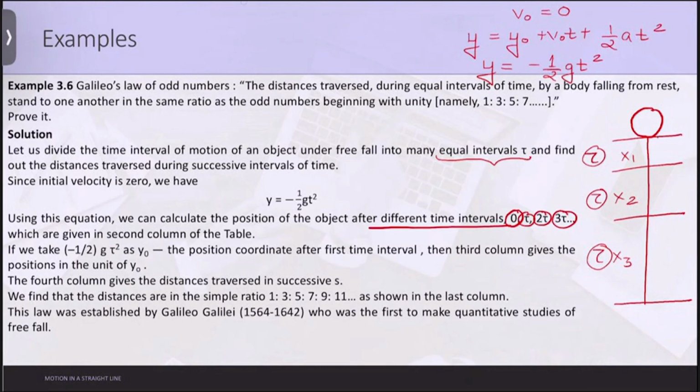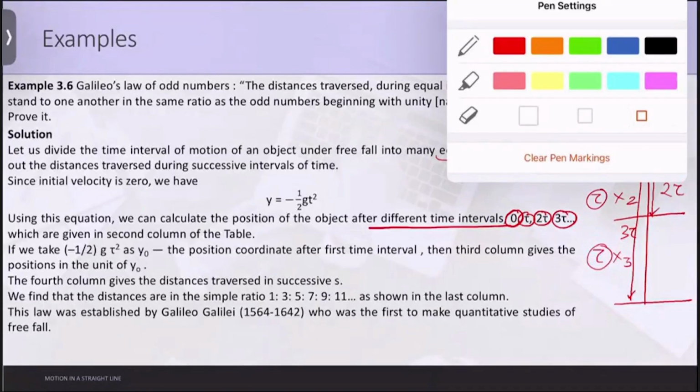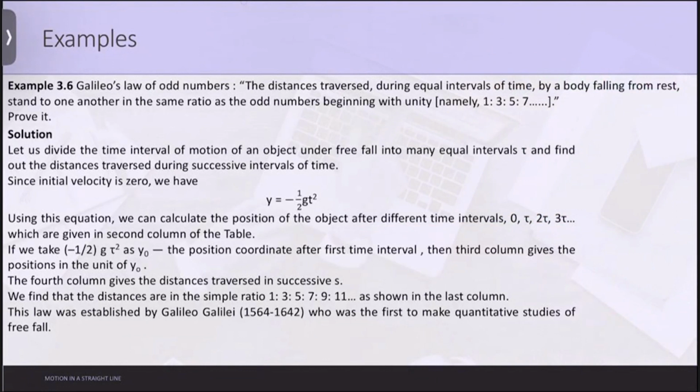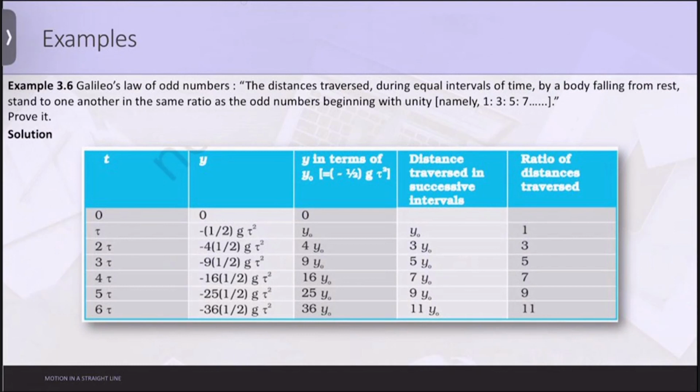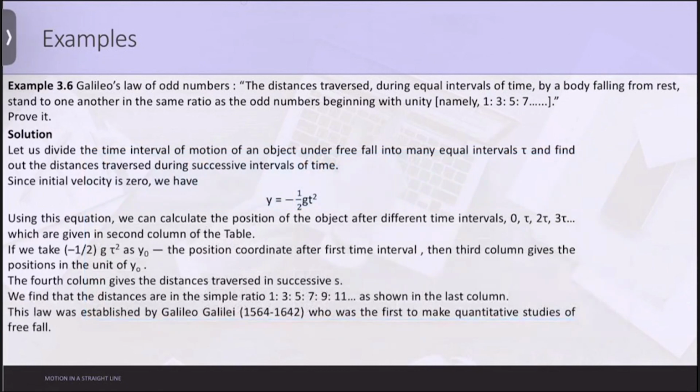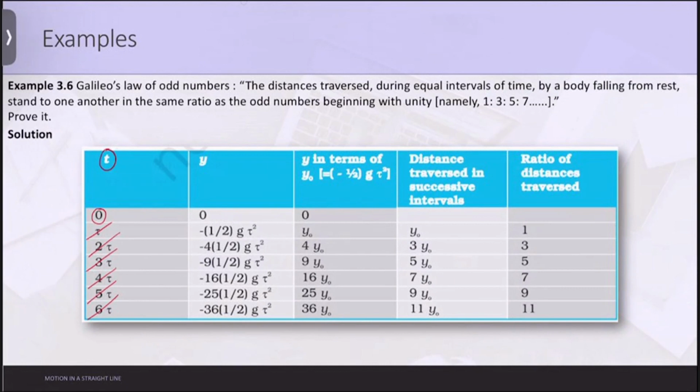From here to here it will be tau, from here to here it will be 2 tau, from here to here it will be 3 tau. Now if we take the values given in the second column of the table, the time periods are 0, tau, 2 tau, 3 tau, 4 tau, 5 tau, 6 tau. Putting these values in the equation, we get minus 1 by 2 g tau square, then 4 times, then 9 times, then 16 times, then 25 times, then 36 times.